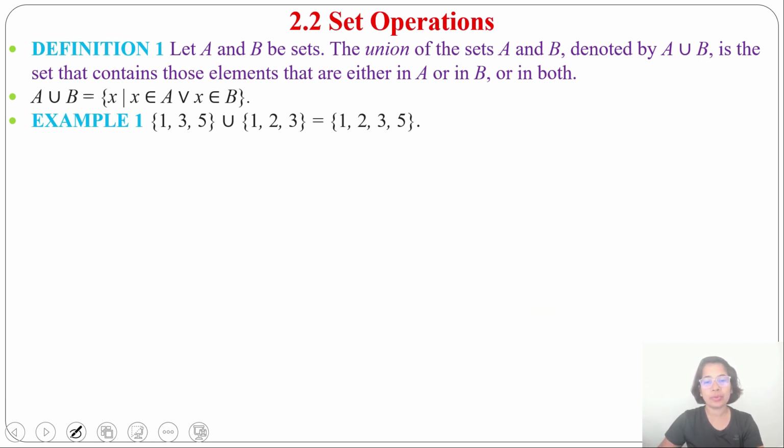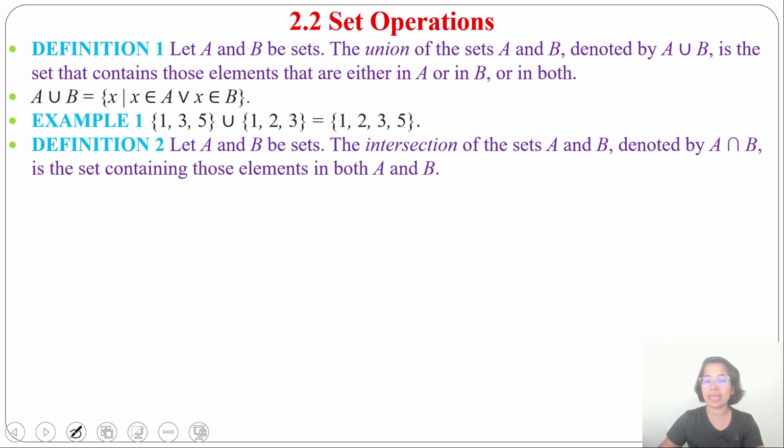Next, definition 2, it's about intersection. Let A and B be sets. The intersection of sets A and B, denoted by A ∩ B, is the set containing those elements in both A and B. In case of union, it is either in A or in B or in both. But in case of intersection, it should be present in both A and B. So you can say A ∩ B equals {x | x ∈ A and x ∈ B}.